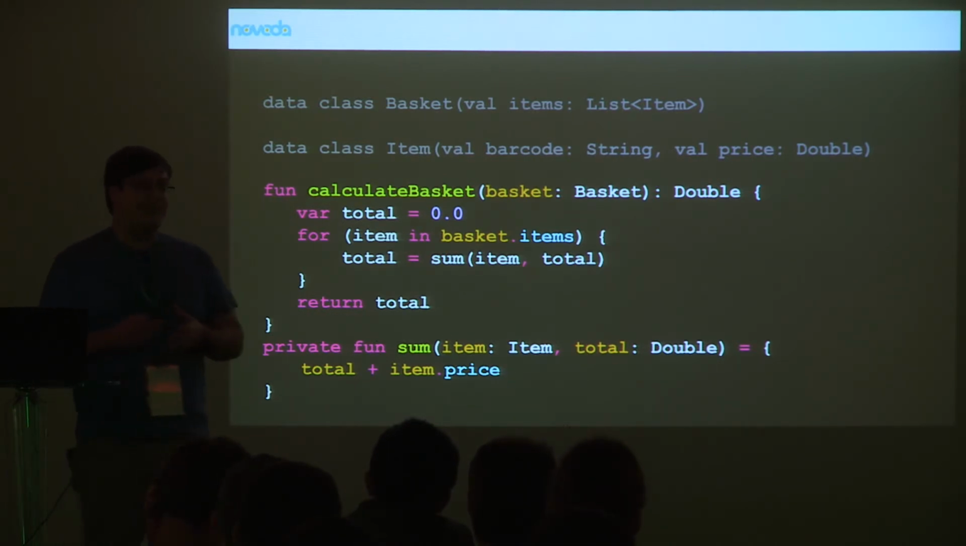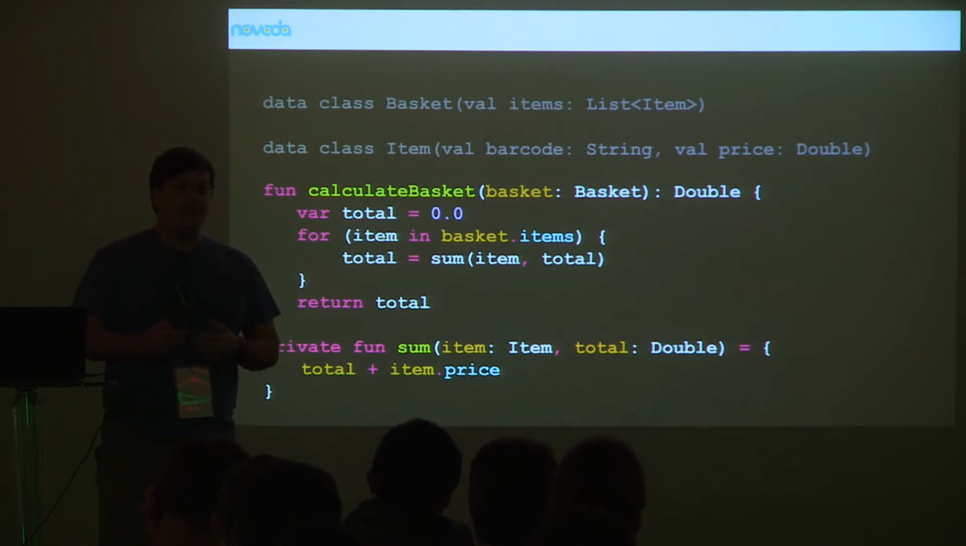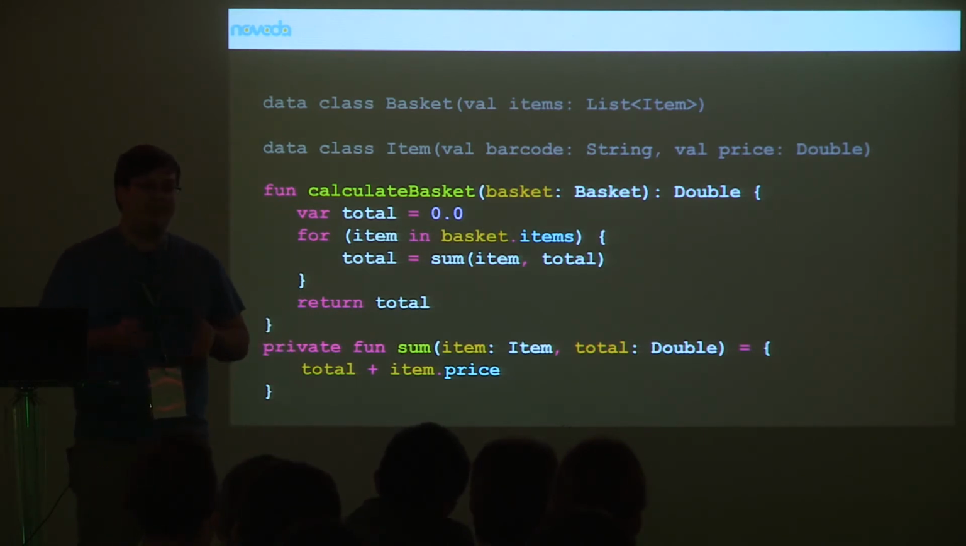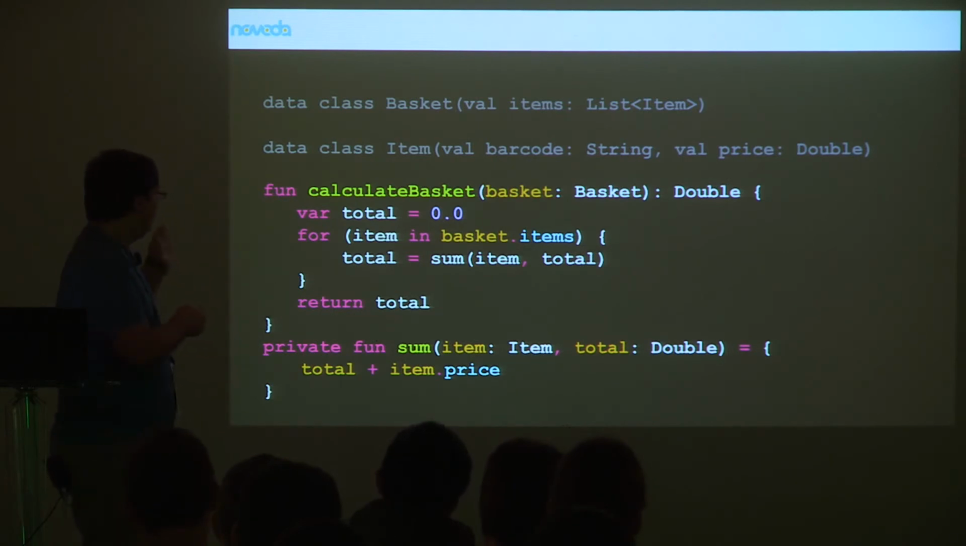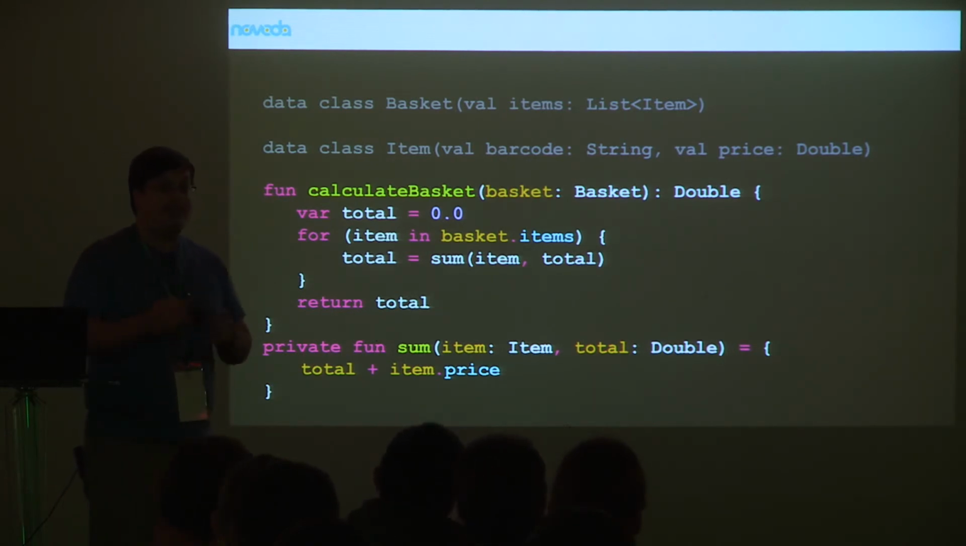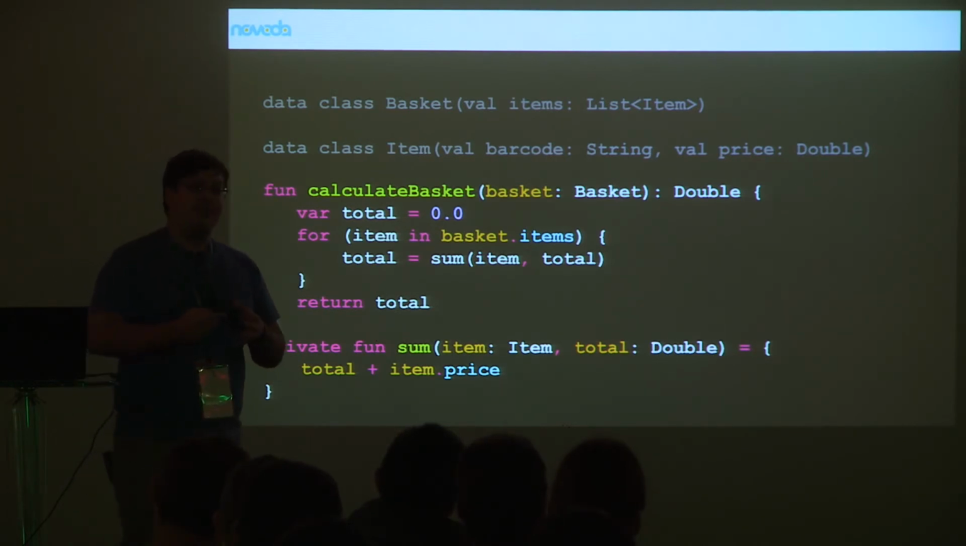The reason is, in the imperative approach, you have to have that state. That state has to stay somewhere. That total is the one you accumulate things into. It lives outside of that for loop. And because of that, you cannot refactor this better. You're stuck with that loop.